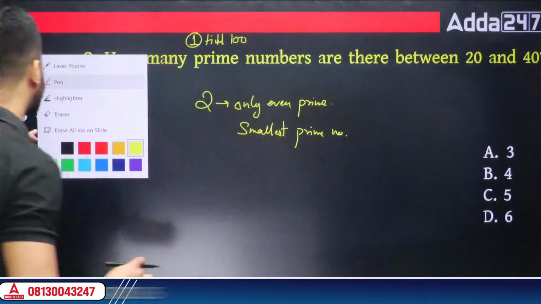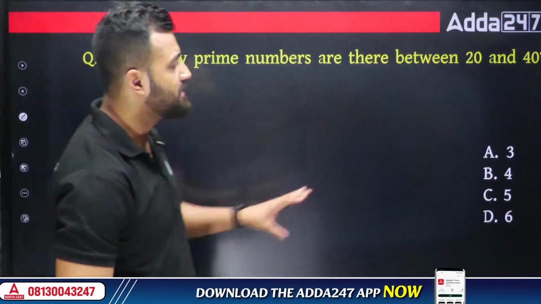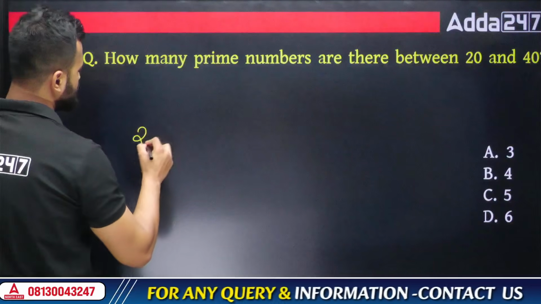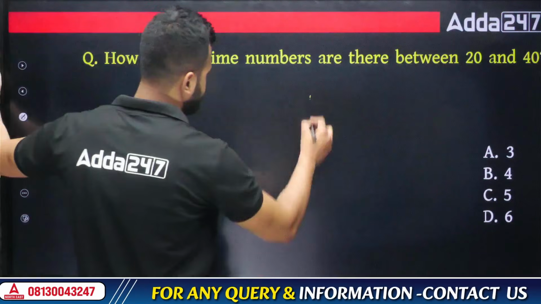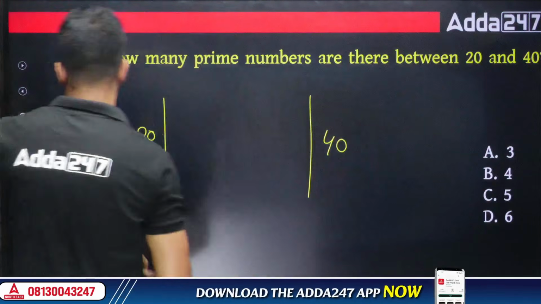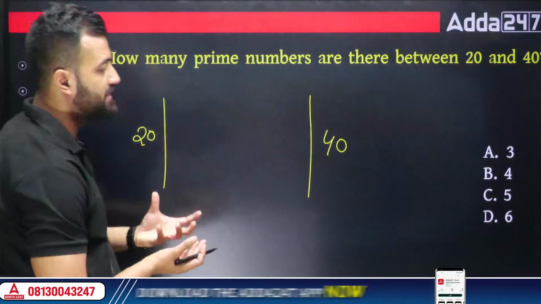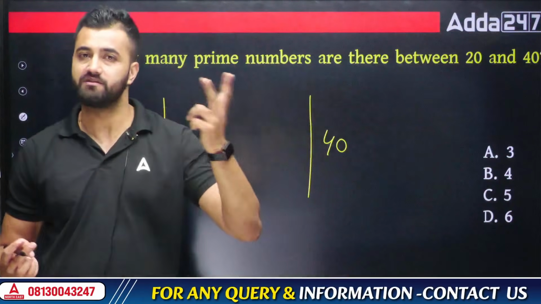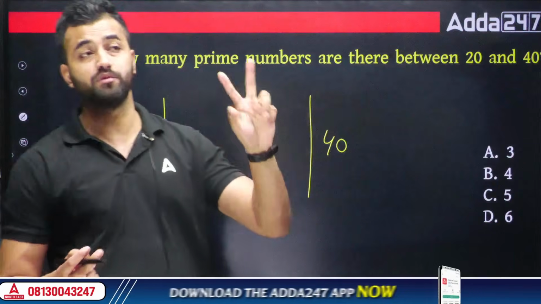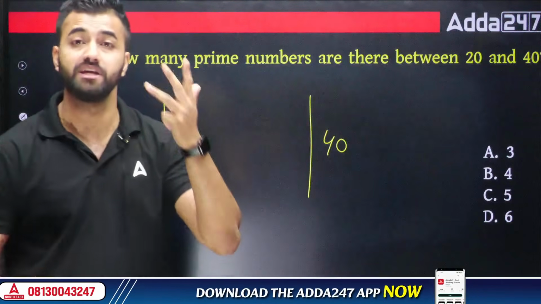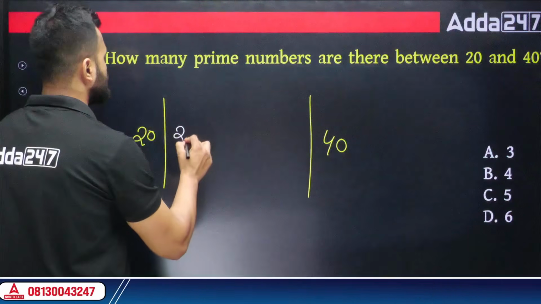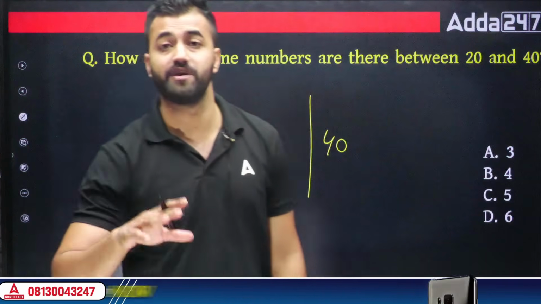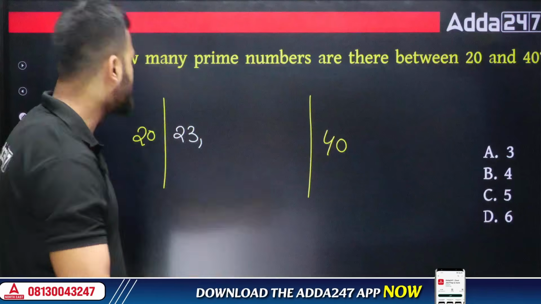Now let's write down the prime numbers between 20 and 40 together. They have given us a range, 20 and 40. So between 20 and 40, what are the prime numbers? You have to think of it. 21 is not a prime number because 21 is divisible by 3 and 7. 22 cannot be because 22 is divisible by 11 and 2. 23, yes, 23 is a prime number. You have to look at it like that. 24, no. 25, no. 26, no. 27, no. 28, no. 29, yes.